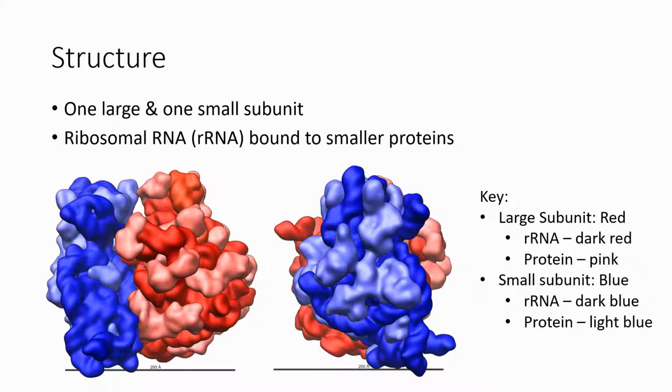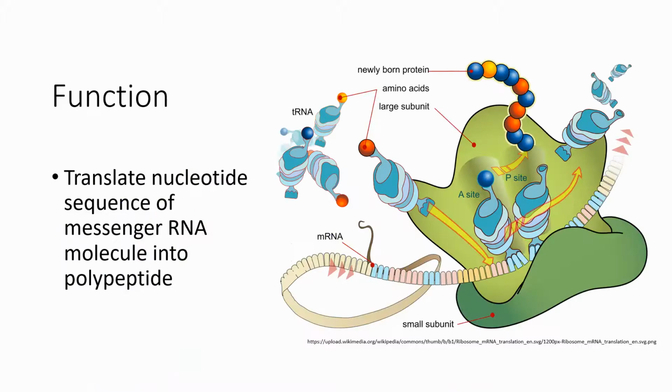There is a large unit and a small subunit. They are not covalently bound together. They associate with each other around an RNA. When they're not bound around an RNA, they will separate. Their function is to take mRNA and use it to translate that sequence of nucleotides, the A's, the C's, the T's, and the G's, or in the case of RNA, the A's, the U's, the C's, and the G's, into a sequence of amino acids.